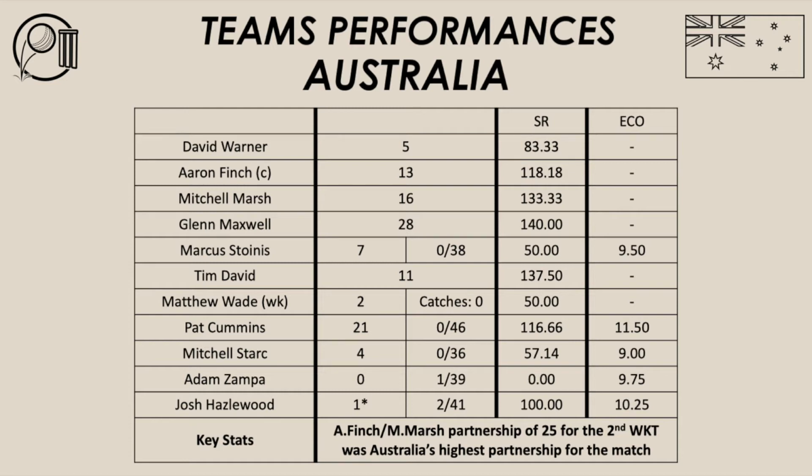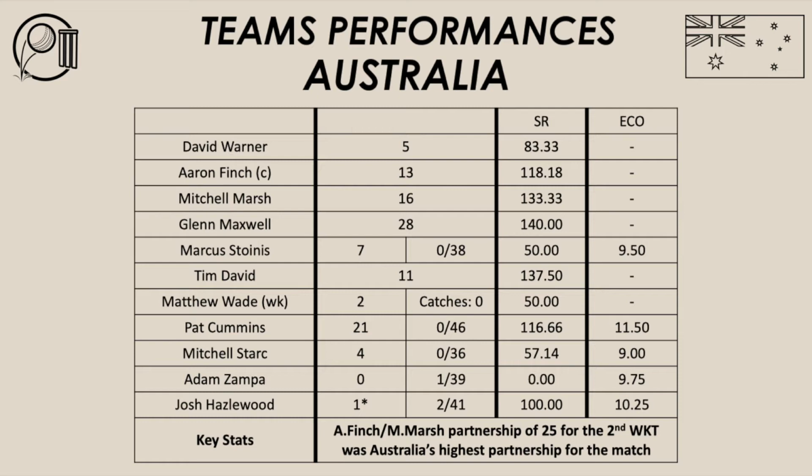Let's have a look at Australia's bowlers and their performance in this T20 World Cup match against New Zealand at the SCG and talk about how they went about things with the ball. No wickets for Stoinis, Cummins, Starc, and a wicket for Zampa, and 2 wickets for Hazlewood. That's how the Australian bowlers went about things in this T20 World Cup match against New Zealand at the SCG.